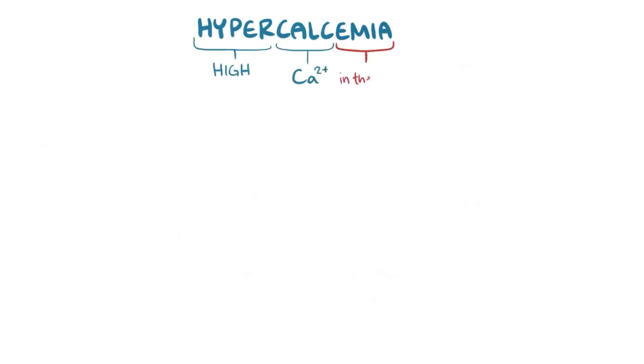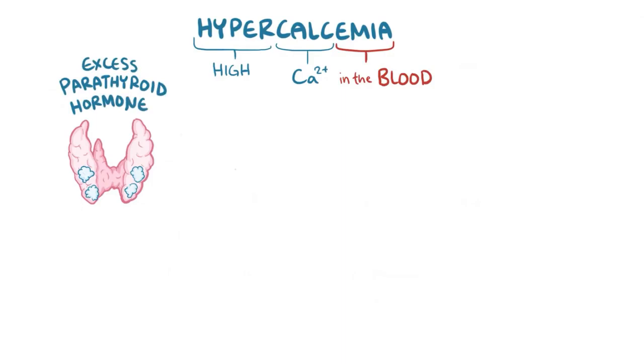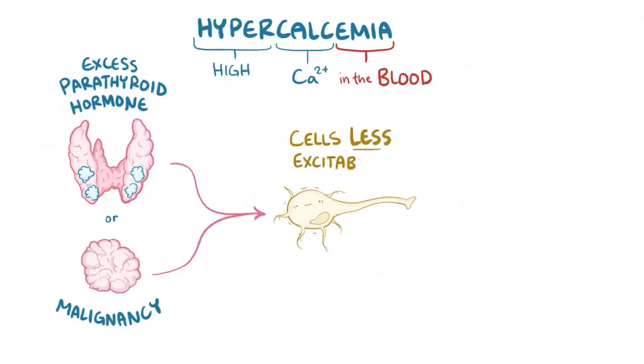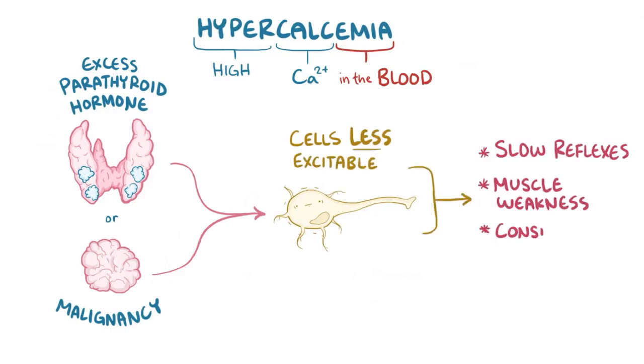Alright, as a quick recap, hypercalcemia describes a high concentration of free ionized calcium in the blood, which most commonly results from excess parathyroid hormone, as well as malignancies. High calcium levels cause excitable cells to be less excitable, which results in slow reflexes, muscle weakness, and constipation.